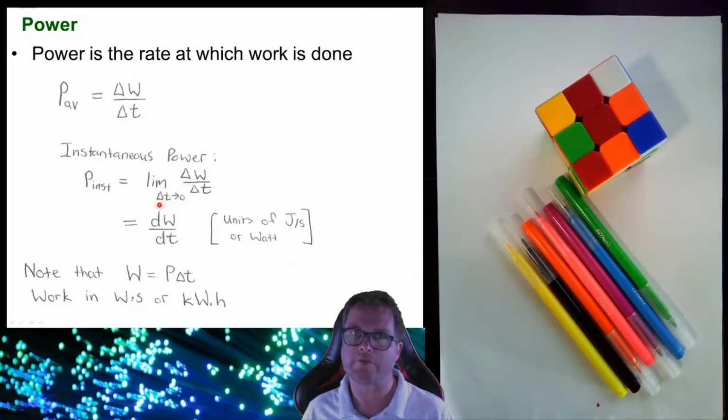And we know that whenever we take a limit in this form, this gives us a derivative. So the instantaneous power is the derivative of the work with respect to time. We know that work and energy both have units of joules, and time has units of seconds. So for power, the unit is joules per second, also referred to as watts. We can also rearrange this equation if we need to calculate the amount of work being done from the power.